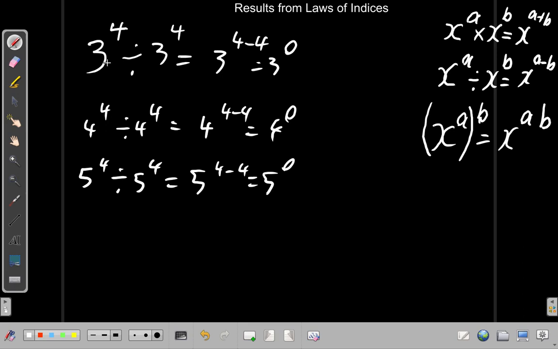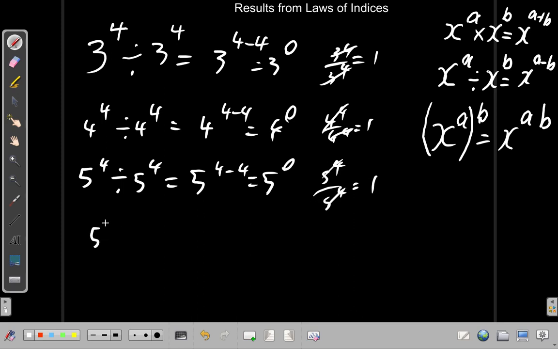Now let's look at these individually. What is 3 to the 4 divided by 3 to the 4? When you cancel it, you get 1, because a number divided by itself is 1. It should apply to this too, right? You have 4 raised to the 4 divided by 4 raised to the 4, which is 1, because it cancels itself. 5 raised to the 4 divided by 5 raised to the 4, you should get 1 because it cancels itself.